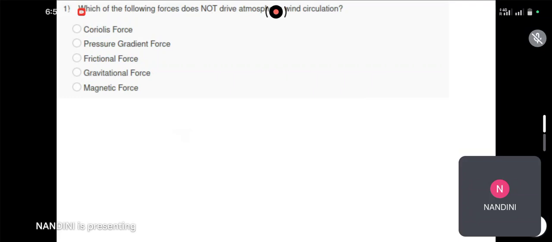The main forces that drive the atmospheric wind circulation include the Coriolis force, the pressure gradient force, the frictional force, and the gravitational force. So the force that does not drive atmospheric wind circulation is the magnetic force. So the answer is magnetic force.